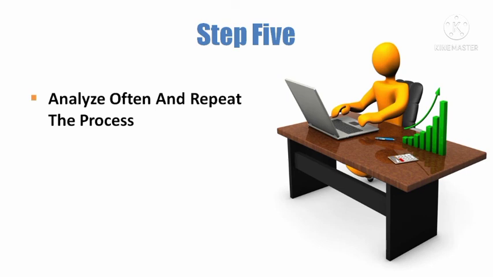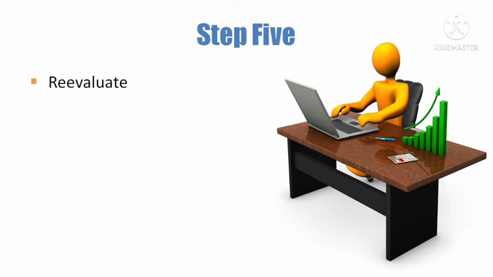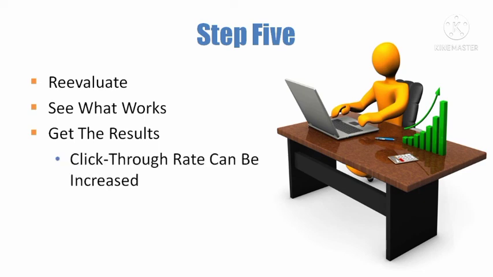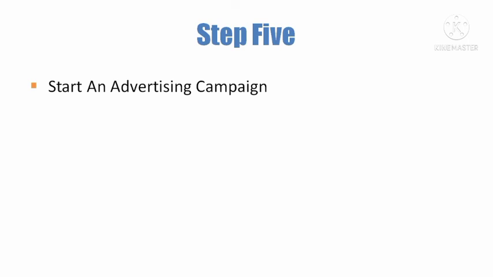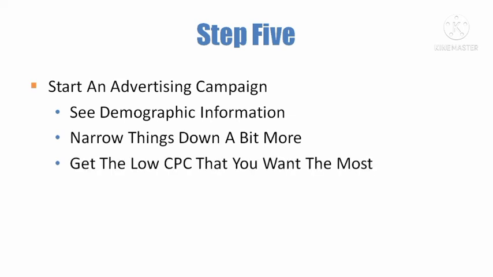Analyzing the process and repeating it often is an important part of any marketing campaign. You need to reevaluate and see what works in order to get results you want. Your click-through rate can be increased and your total cost can be decreased much further once you start an advertising campaign with Facebook. Once you've started advertising, you will see demographic information, and then you can narrow things down a bit more. Once you trick Facebook, you can essentially get the low CPC that you want the most.